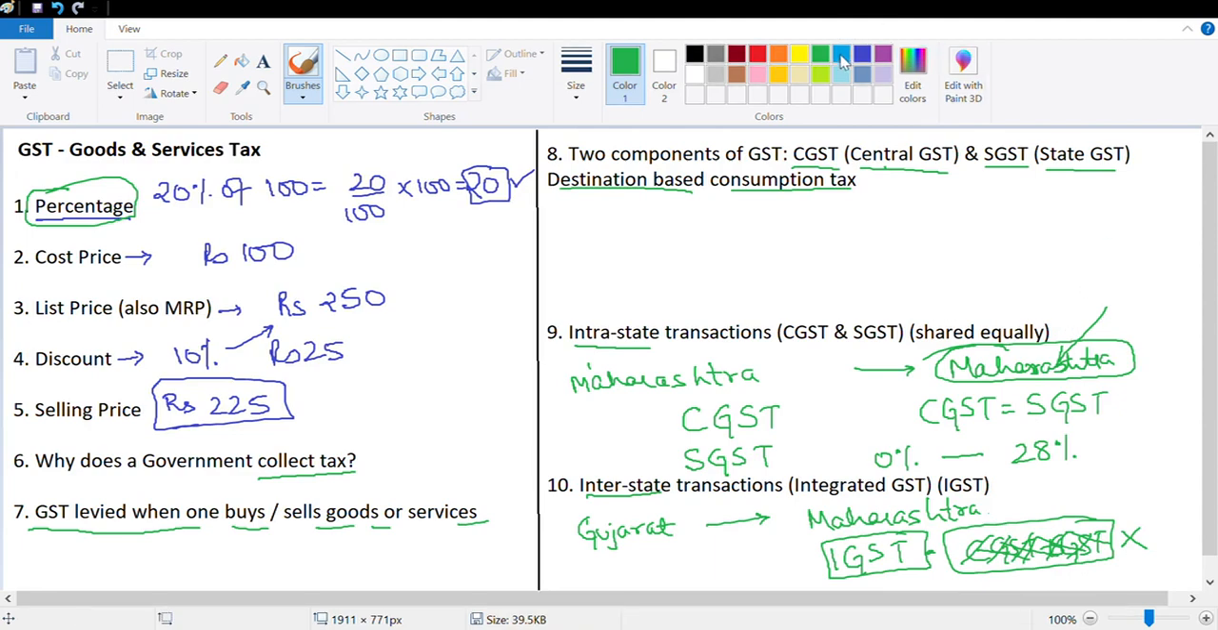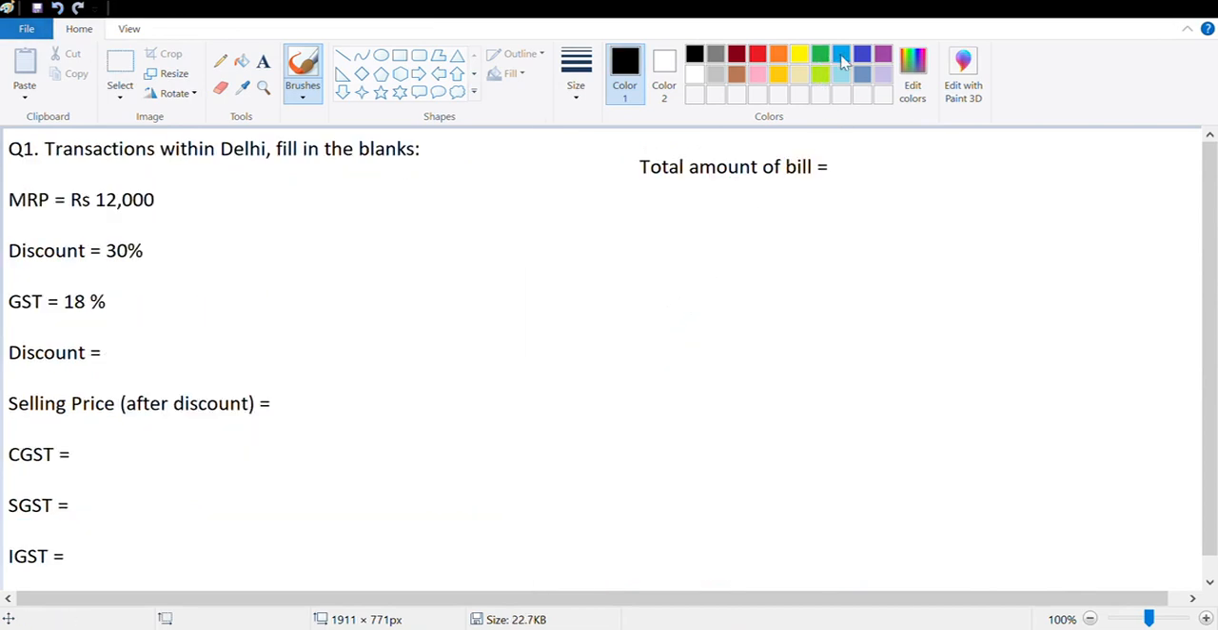From a value perspective, if the transaction is at, let's say, 28%, CGST in an intrastate would be 14%, SGST in an intrastate would be 14%. Now, in case the same transaction of the same value was happening interstate, then the IGST would be calculated at 28%. So the value of the tax remains the same, just that in an intrastate it is divided into CGST and SGST, which are equal. In case of an interstate, it is the total value which is deposited with the central government. Let's look at some questions, and this concept will become clear to you.